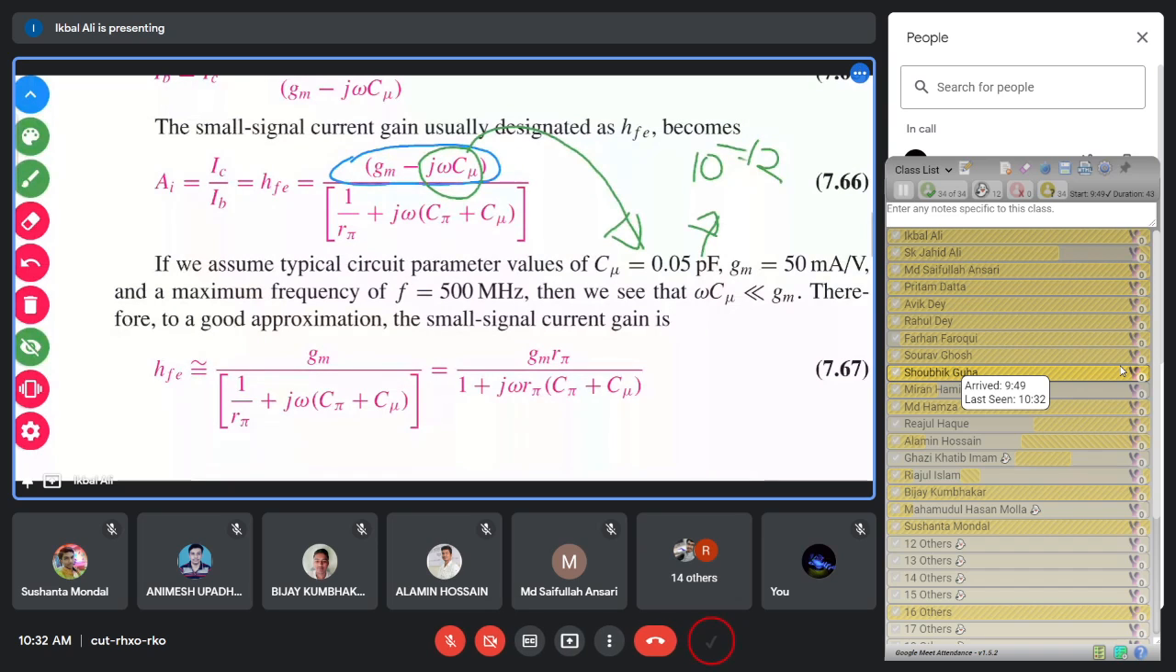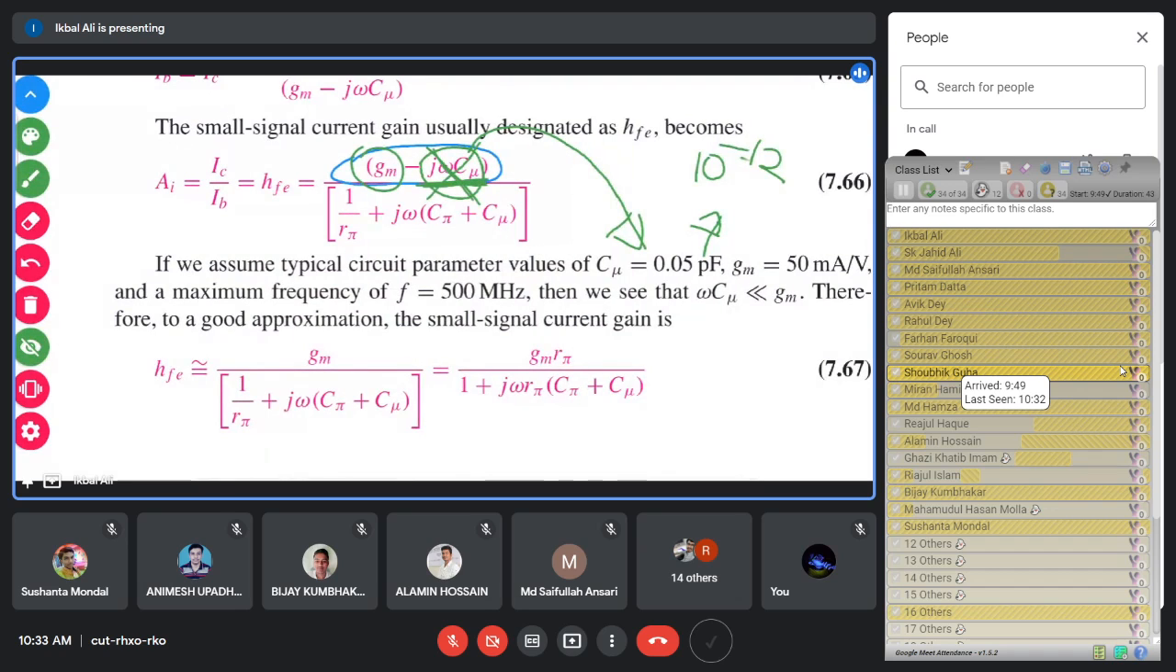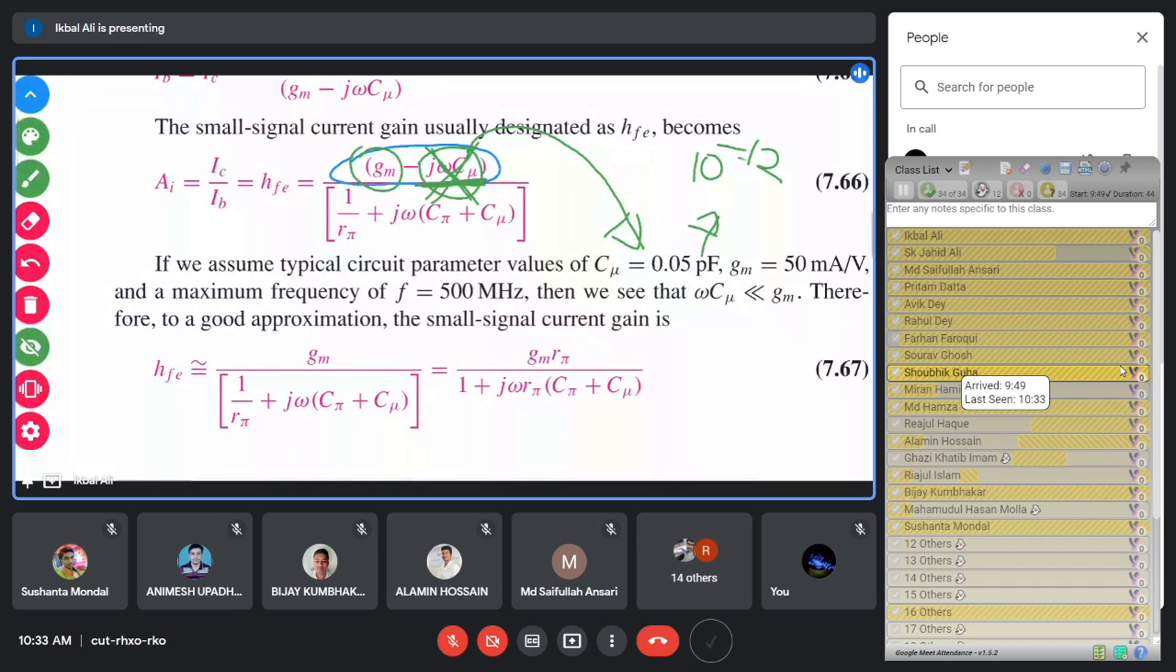So for this product j omega into c mu, you can increase the frequency, but still the capacitor value is so small that omega c mu will be very small compared to Gm, the gain of the transistor. This Gm value is 50 milliampere per volt. So you can discard this j omega c mu from the numerator because it is extremely small compared to Gm. Practically, there will be no error if you make this assumption.